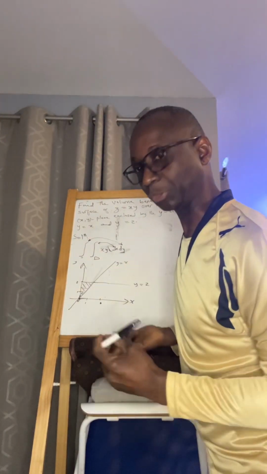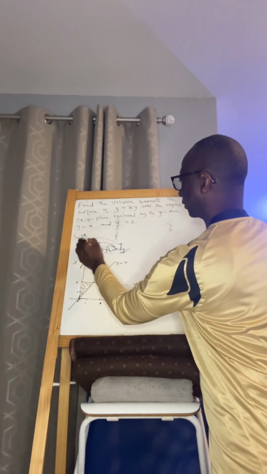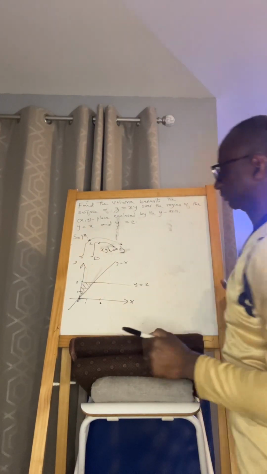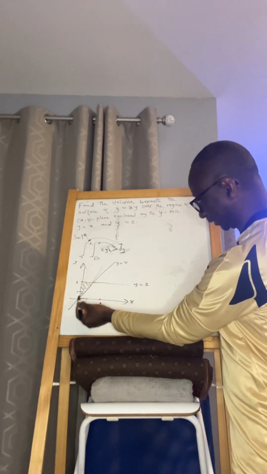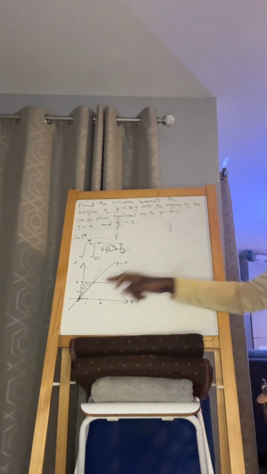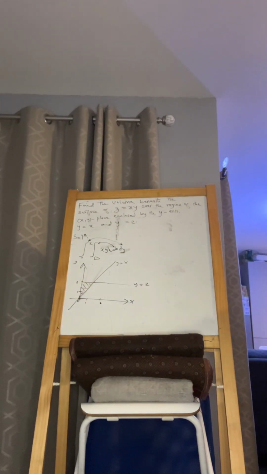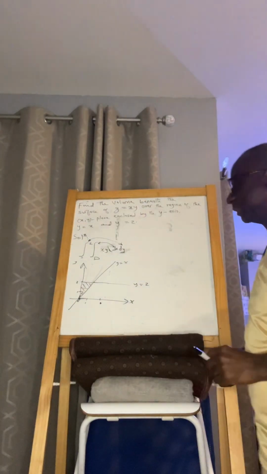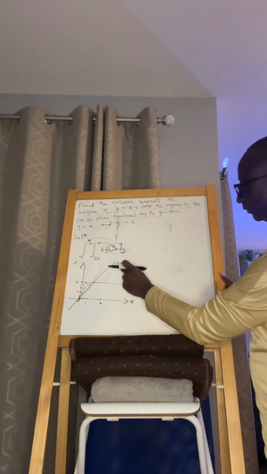They said y equals 2. So the value here is 2. Y equals 2, and x is 0 anywhere here. At the bottom is 0, at the top is 2. We are given y equals 2, so we got the outer limits.